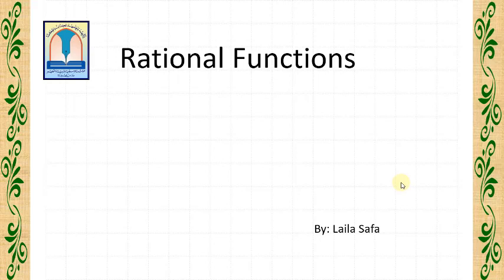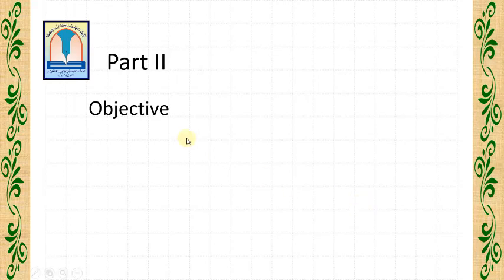We will continue our lesson about rational functions. Please take notes, write the rules, and solve the application at the end. Part 2, Objective: define a horizontal asymptote.